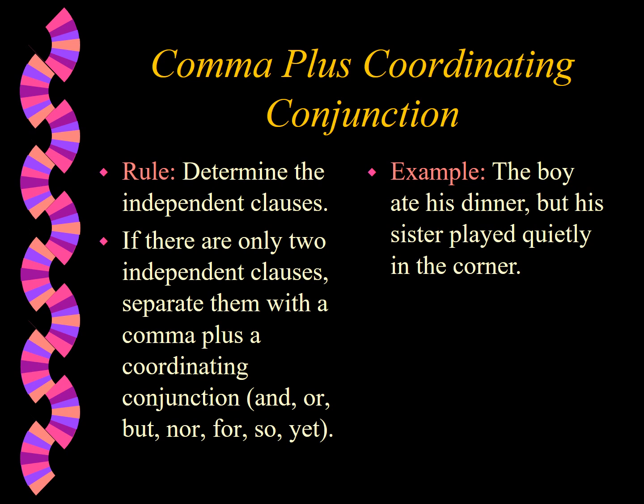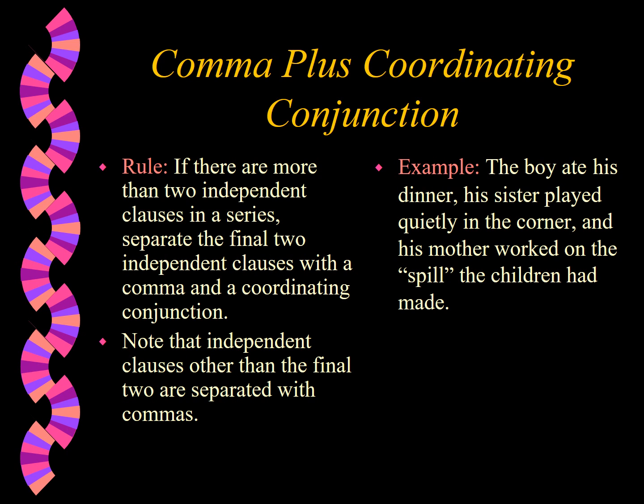When correcting a run-on sentence with the comma plus coordinating conjunction, you need to determine the independent clauses. If there are only 2 independent clauses, separate them with a comma plus coordinating conjunction. And those coordinating conjunctions you'll remember as the FANBOYS: for, and, nor, but, or, yet, and so. An example would be, the boy ate his dinner, comma, but, the coordinating conjunction, his sister played quietly in the corner.